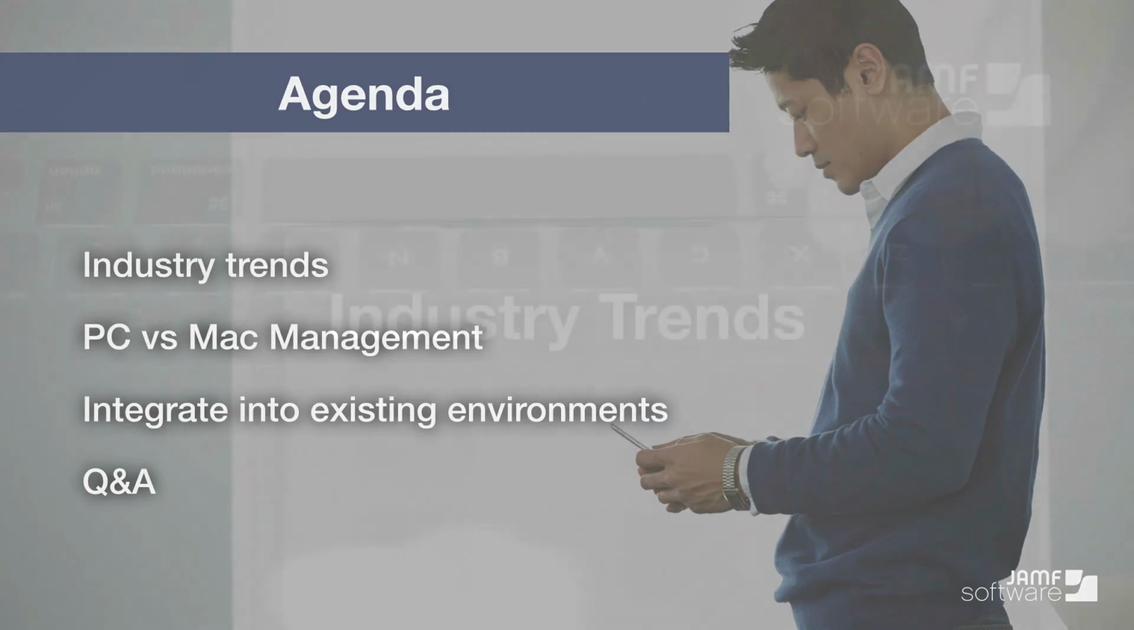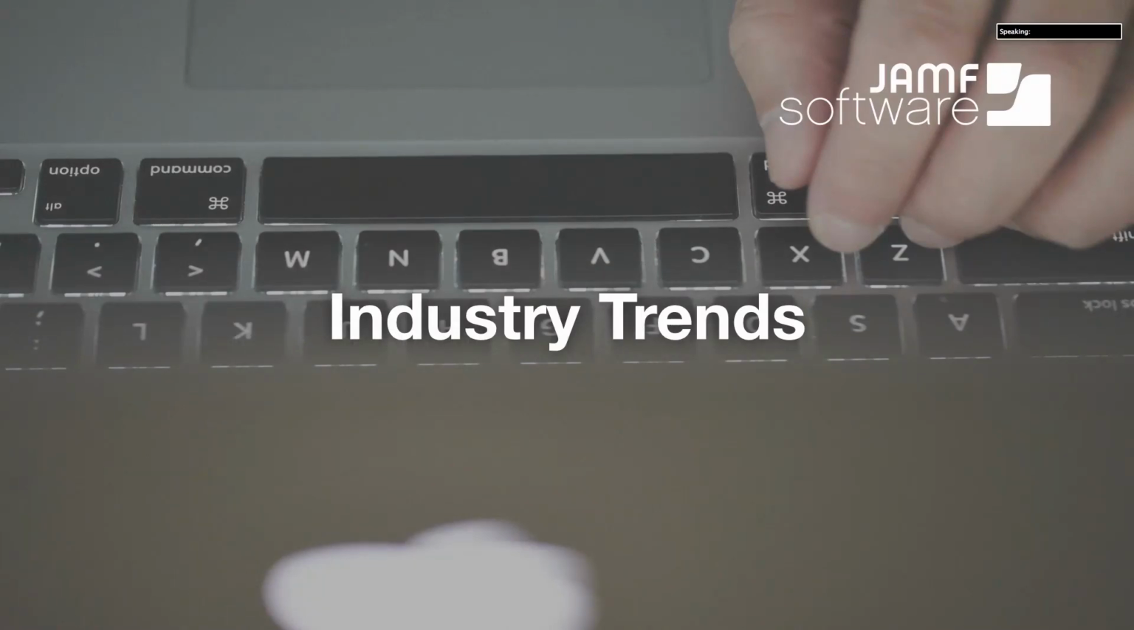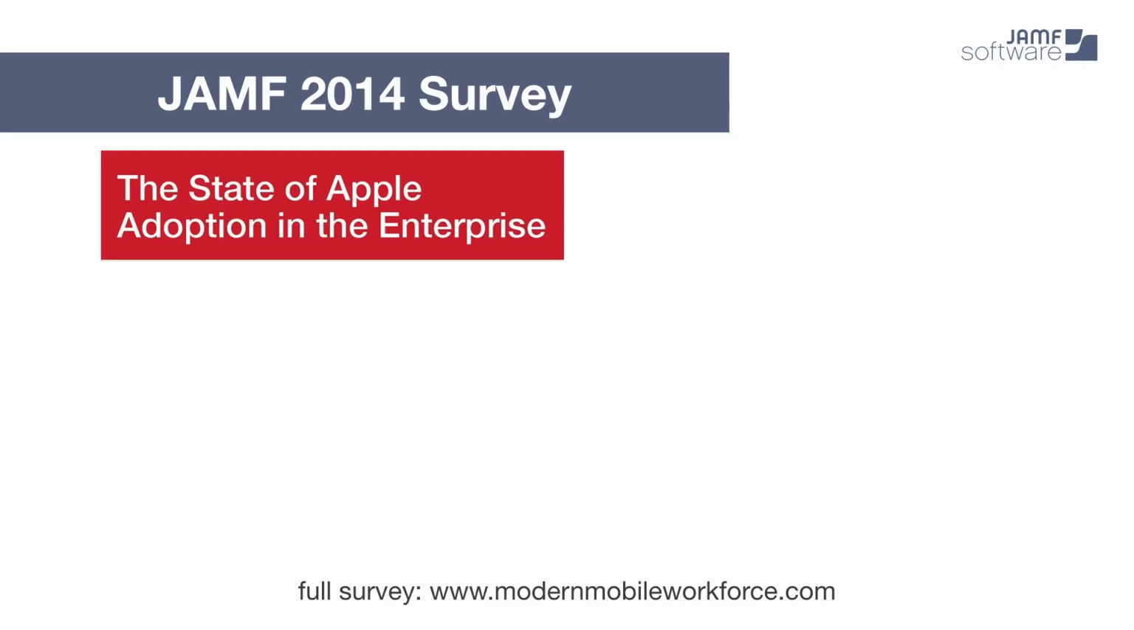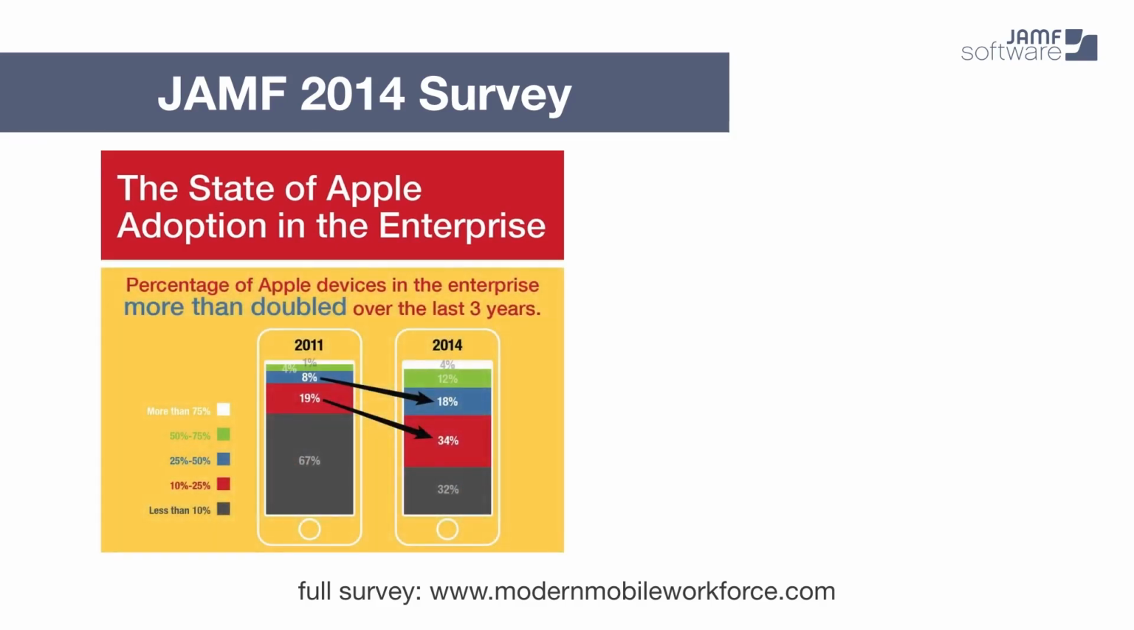Let's get into our first topic, industry trends. We want to take a look at what we're seeing out there that's leading to the need to integrate Macs into the enterprise. So in 2014, we conducted a survey around the state of Apple adoption in the enterprise. We learned a lot and really confirmed a lot about what we've been seeing. First, the percent of Apple devices in the enterprise has more than doubled over the past 3 years. More departments and employees within companies are using Apple devices. That's iPhones, iPads, Macs, all of the above.